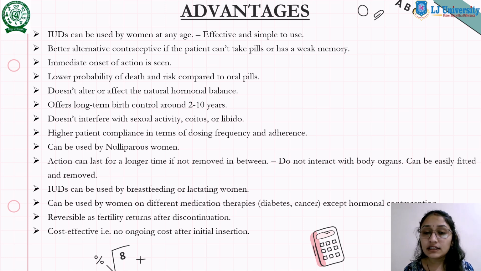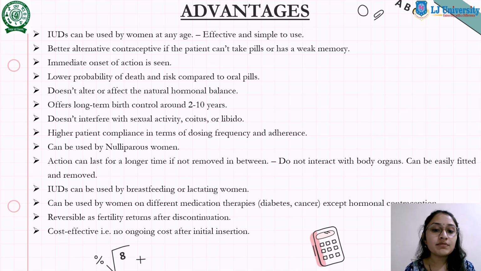This is not the case with an intrauterine device. After its use has stopped, and a physician has operated on the patient and removed the device, the patient can easily conceive again. So this is the main advantage again. It can also be used by a nulliparous woman. A nulliparous woman is one who has not given birth to a live baby, which means she has not given birth to a child. So a nulliparous woman can also use an intrauterine device.